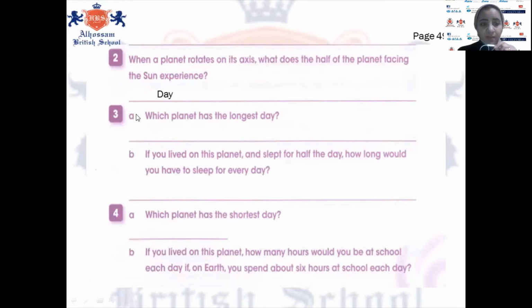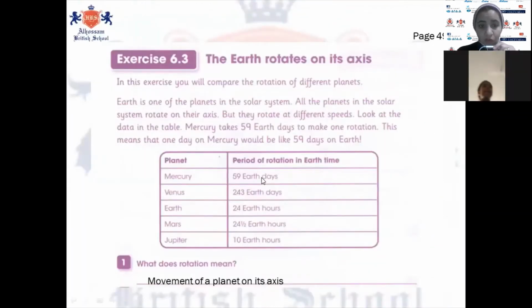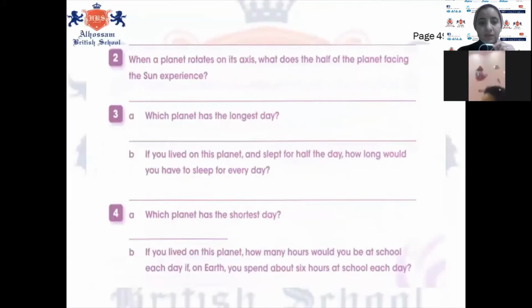Yusuf, we have Mercury. Look at the table again. Which one has the longest day? Not Mercury, Venus. Okay, look at the table. It's Venus. It takes 300-something days. Thank you, Yusuf Ihab.